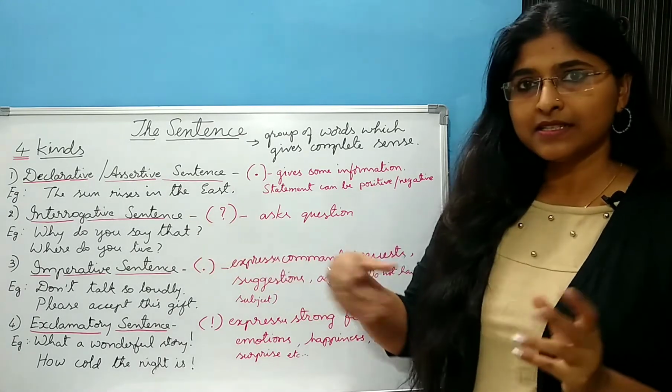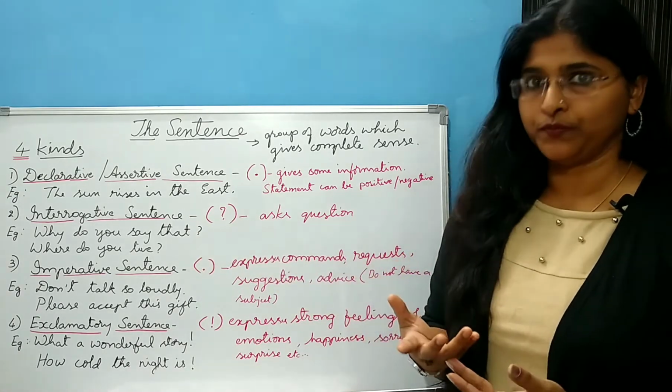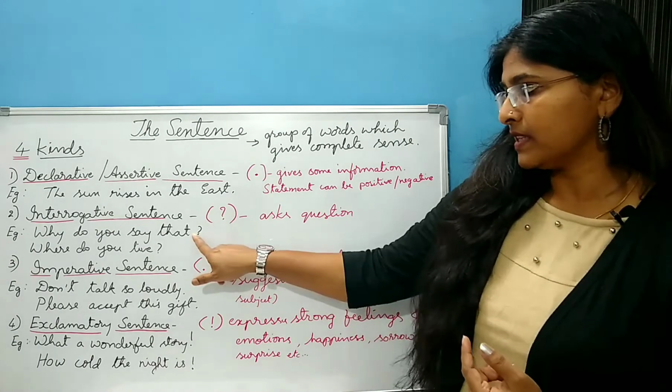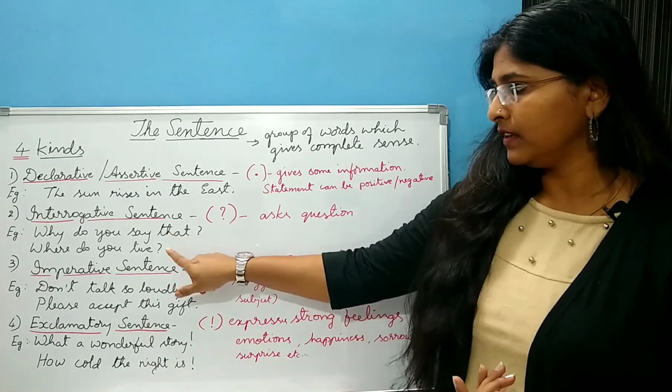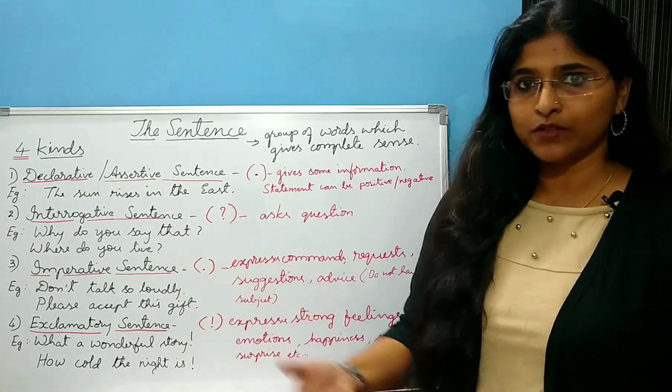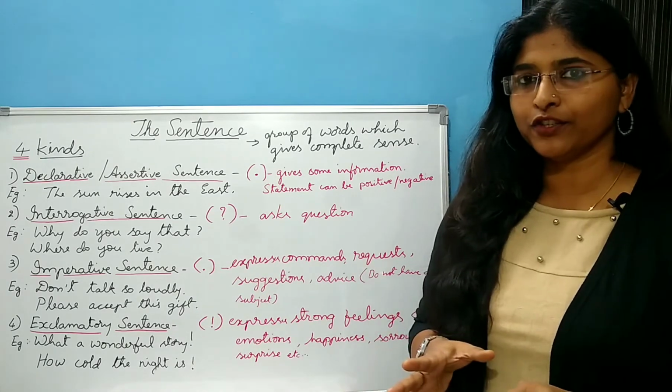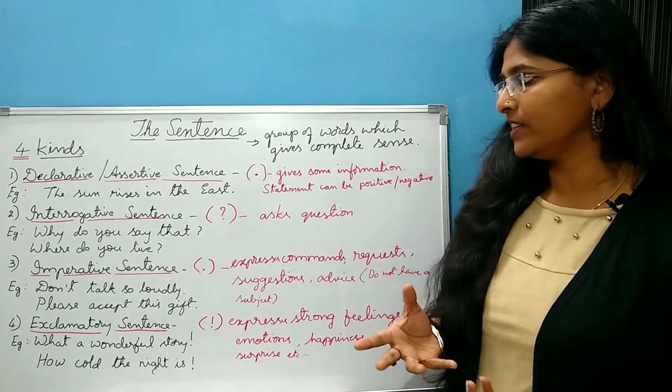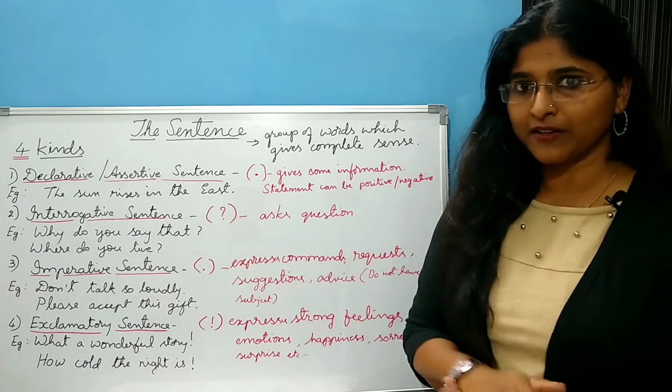The second type is interrogative sentence, which ends with a question mark. And this is a sentence which asks a question. Like this: why do you say that? Where do you live? What's your name? It can be any kind of question which starts with a question word and ends with a question mark.